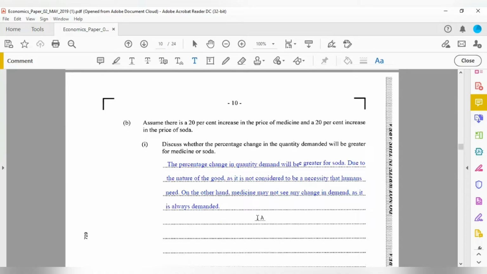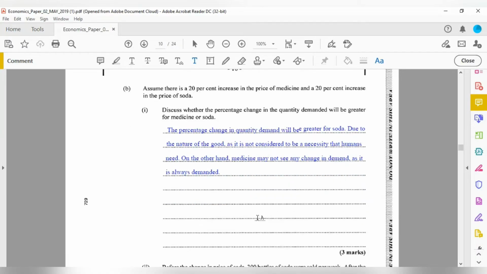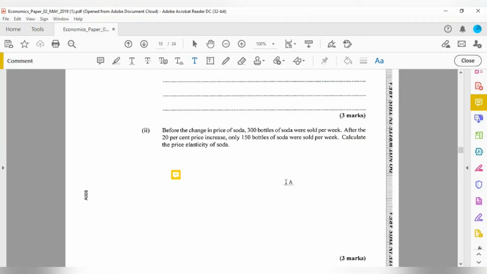Assuming there is a 20% increase in the price of medicine and 20% increase in the price of soda, discuss whether the percent change in quantity demanded will be greater for medicine or soda. The percent change in quantity demanded will be greater for soda due to the nature of the good, as it is not considered to be a necessity to human needs. On the other hand, medicine may not see any change in demand, as it is always demanded. And that's for 3 marks.